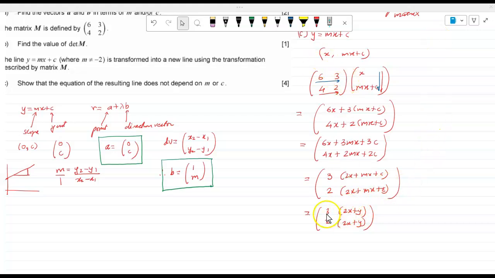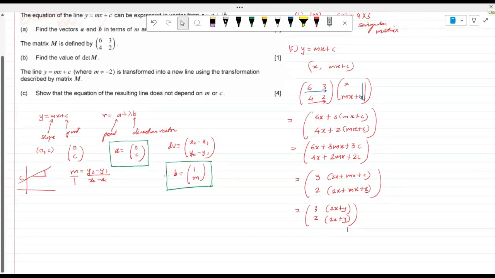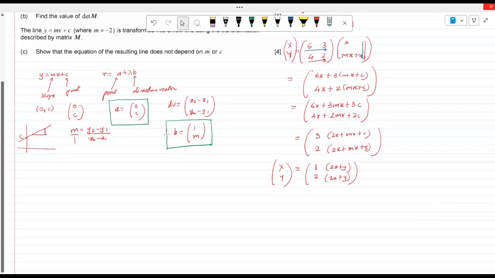So if I take a transform coordinates, it's 3 times 2x plus y and 2 times 2x plus y, where x and y were the original coordinates. So it doesn't depend on m or c basically. So your new coordinate, capital X, capital Y, is equal to this, correct? This is my new coordinate. Therefore, what's your X?